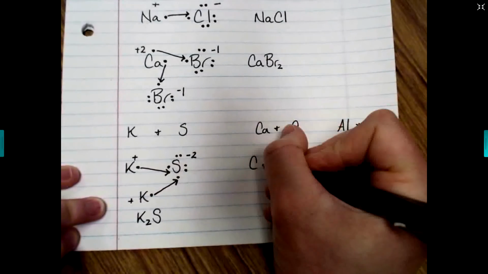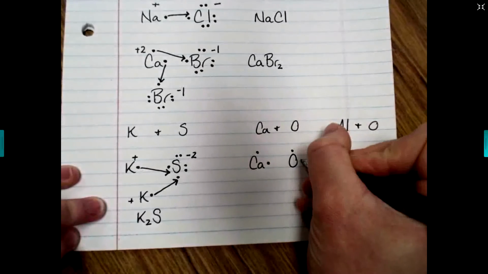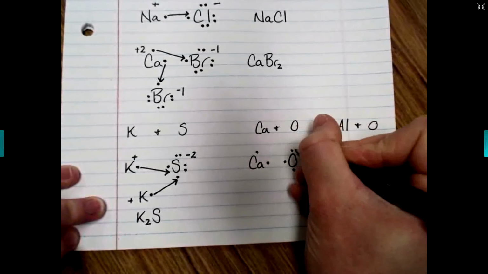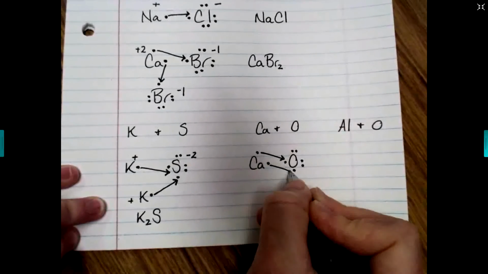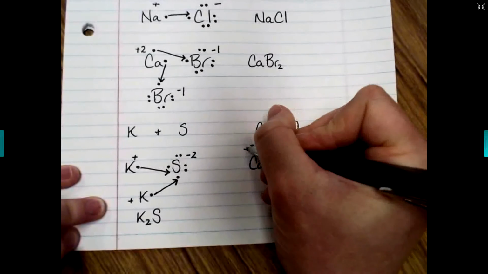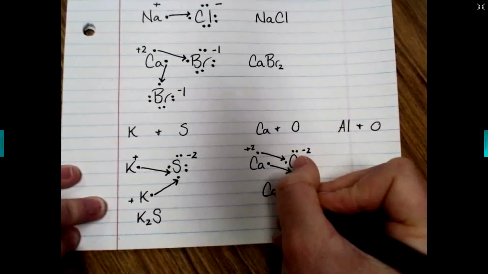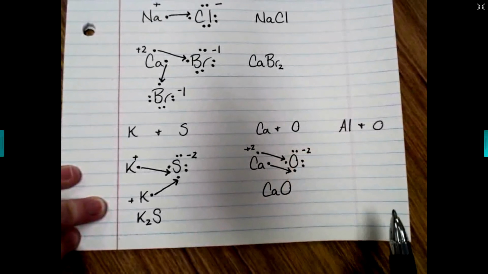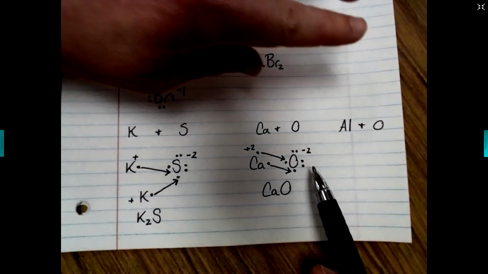For calcium, it has 2 valence electrons. Oxygen has 6. Calcium can lose both of its electrons to oxygen. So now calcium has a +2 charge, oxygen is -2, and the formula would be CaO. Notice that the charges cancel out, +2, -2.